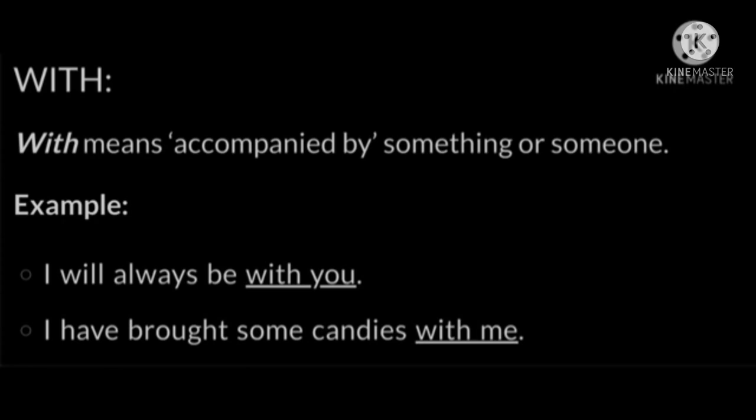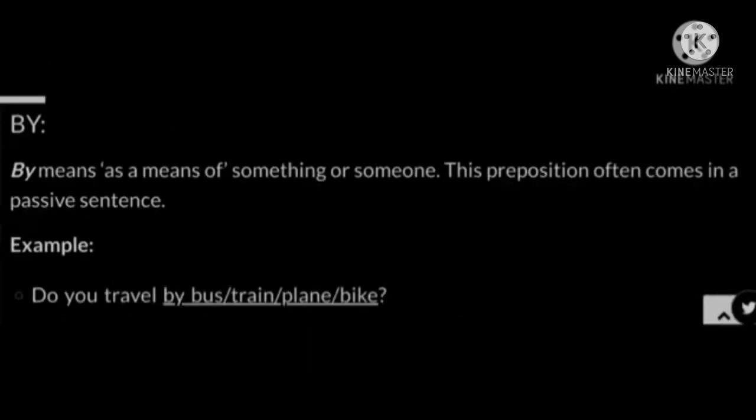Then the last one that we have is by. By means as means of something or someone. Okay, by. By is used to show as means of. For example, do you travel by bus or train? So how are you traveling? What are the means of your transport? How did you come here? I came by an auto. Okay. I came by a car. So that is the means of transport, to show that by means of.